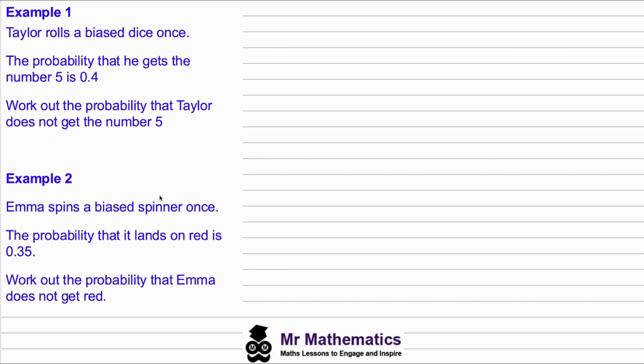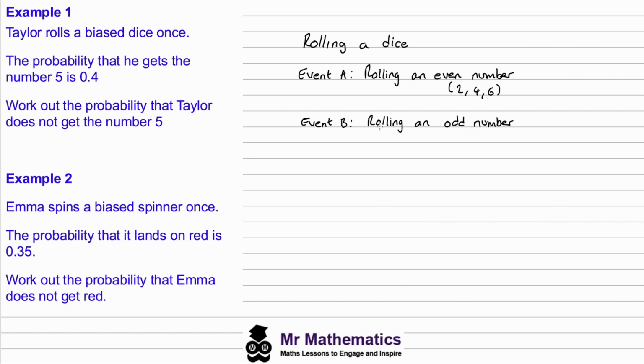So mutually exclusive events are events that cannot happen at the same time. If one event occurs, the other cannot. So if we take the example of rolling a dice, we can have event A, which is rolling an even number, so the numbers 2, 4, or 6 on a six-sided dice, or event B, rolling an odd number, so the numbers 1, 3, and 5. Since a number cannot be both even and odd at the same time, these two events are mutually exclusive. In simple terms, if one event happens, then the other event is impossible.